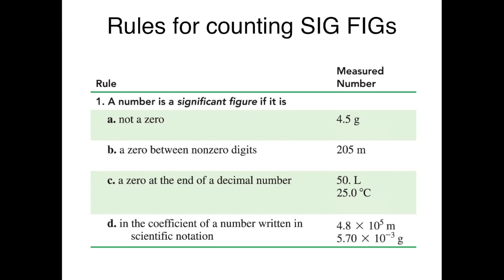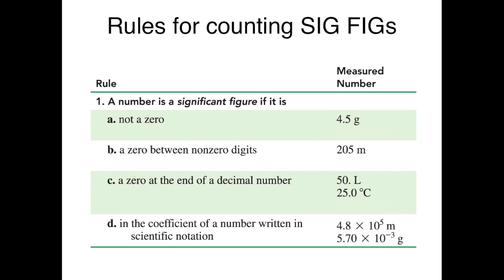A number is a significant figure if it is not a 0, right? So any time you write something down that is not a 0, that number is considered significant. Our example here is 4.5 grams. That 4 is significant, that 5 is significant. So there are two significant figures there. Okay. So any number that is non-zero is considered significant. So the rest we have to worry about are the zeros, right? So when is a 0 significant?